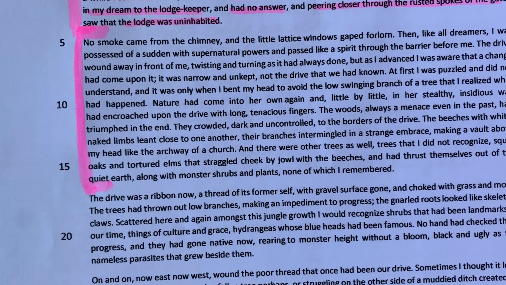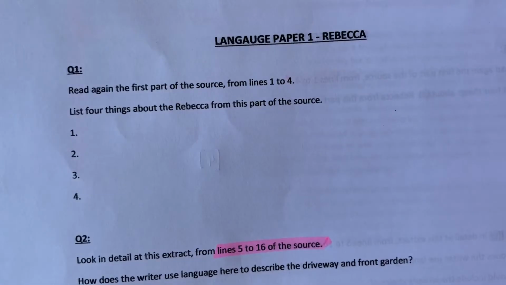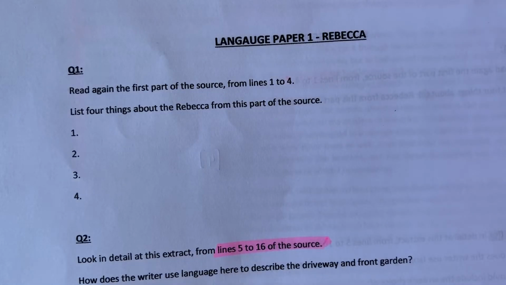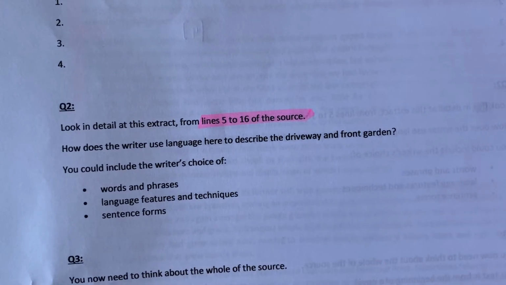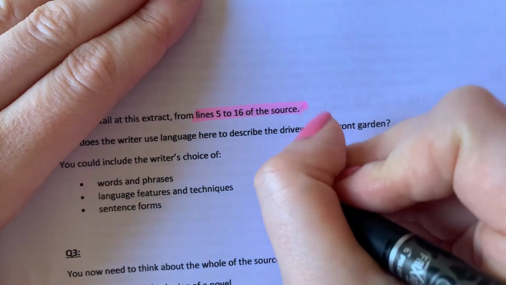So the first thing I'm going to do is finish reading the question, and then I'm going to reread the paragraph to make sure I'm reminded of what it says. How does the writer use language here to describe the driveway and front garden? You could include the writer's choice of words and phrases, language features and techniques, and sentence forms. Remembering, this is a language analysis question.